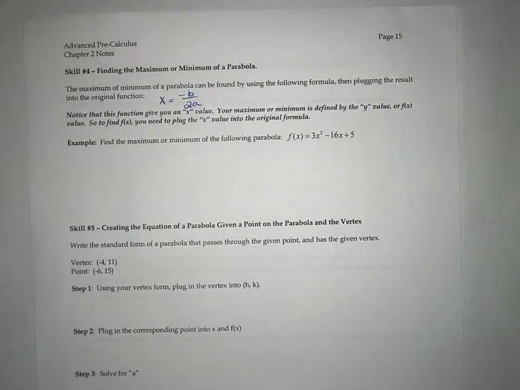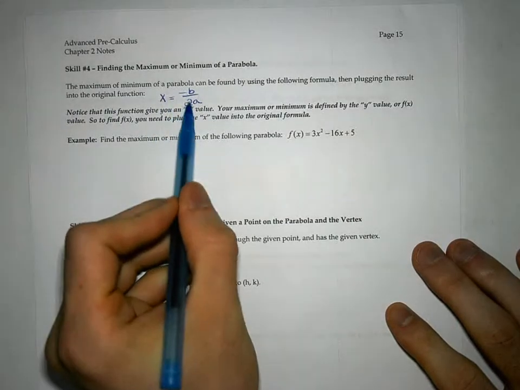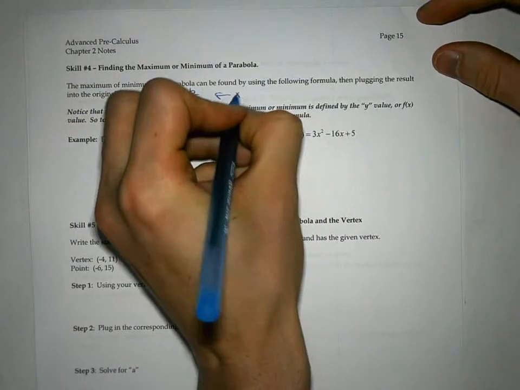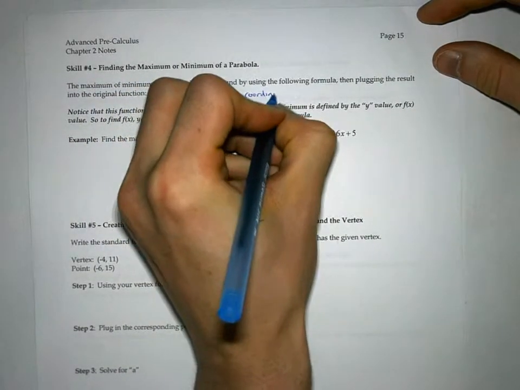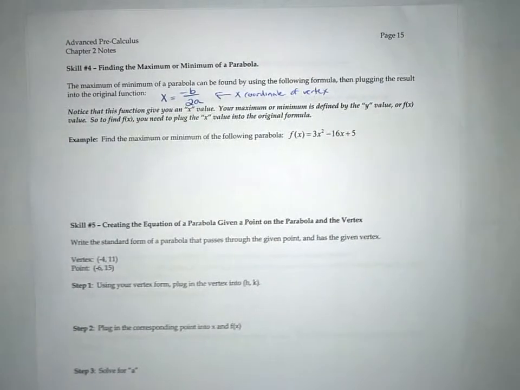And the answer is yes. We can come up with a vertex by using a simple equation and then plugging the result of this equation into my original function. So right here, I've got the equation x equals negative b over 2a. What that relationship tells me is that when I'm in standard form, that is going to give me the x-coordinate of the vertex. So this right here is the x-coordinate of the vertex.